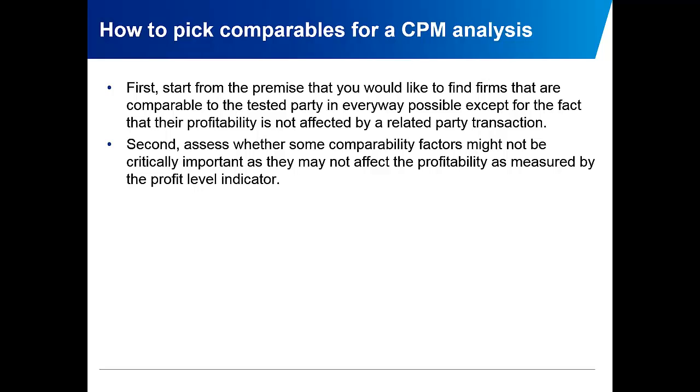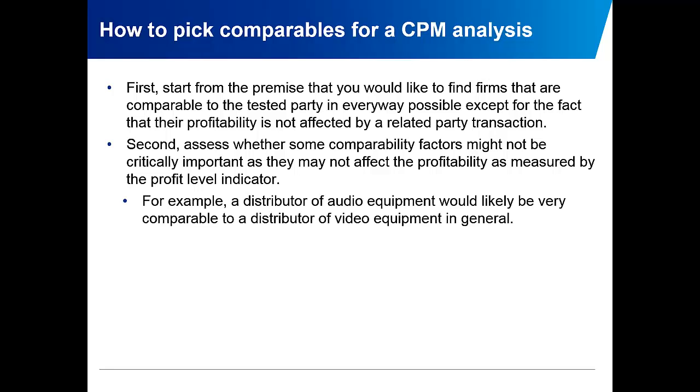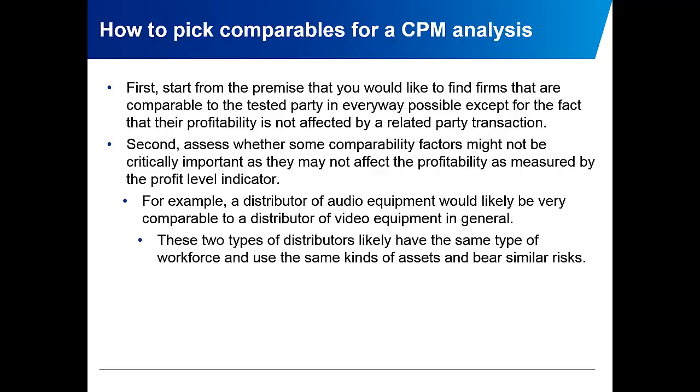So when we're looking to find comparables, we want to make sure we're picking them based upon the most important factors. For example, a distributor of audio equipment would likely be very comparable to a distributor of video equipment. I say that in general. And if we think about it, it makes logical sense. These two distributors would probably have the same type of workforce, they'd be using the same kind of assets, and they'd be bearing relatively similar risks. So if your tested party was an audio distributor and a comparable was a video distributor, that'd usually be a comparable you'd want to keep. So audio versus video, not typically a reason for rejection.